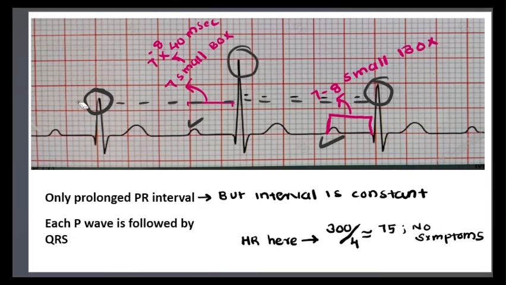And to confirm that, let's look at the PR interval. So the start of the P wave and the start of the QRS complex, this is the distance. I told you that it should be more than 5 small boxes to call it a prolonged PR interval.